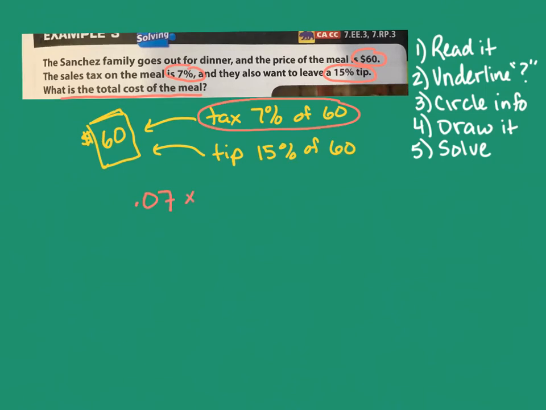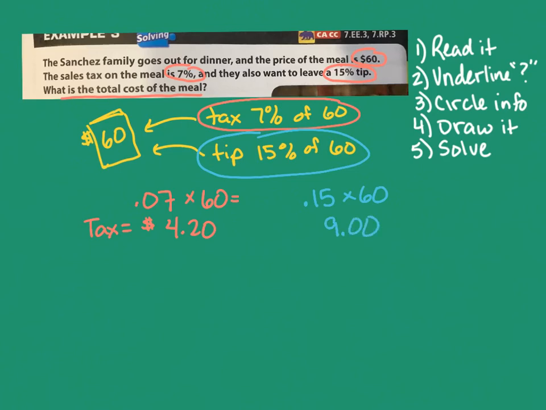0.07 times 60. I'll do that on my calculator, and I'm going to get $4.20. Okay, the tax is going to cost $4.20. Now I'm going to go ahead and do the cost of the tip. That is 0.15 times 60, and I'll do that on my calculator, and I'm going to get $9. This is the tip, equals $9.